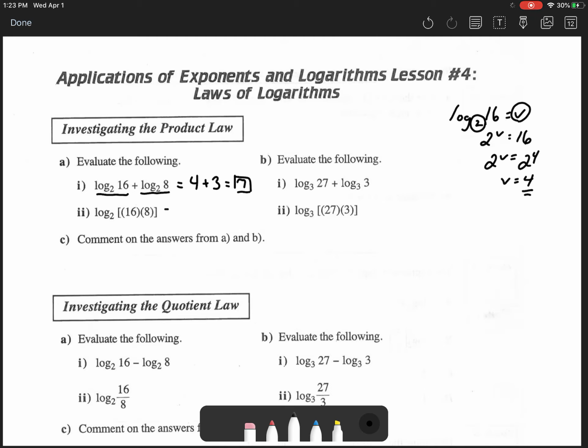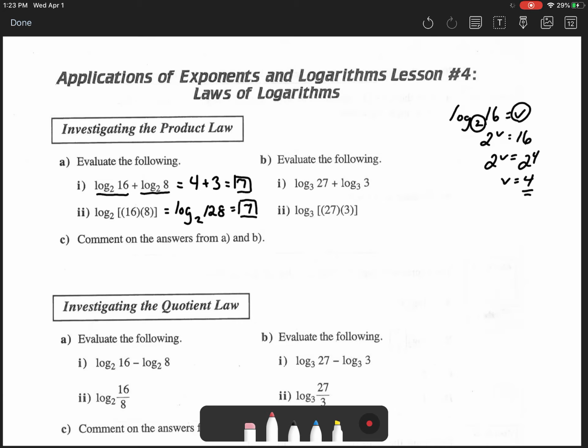Now when I go to the bottom, just underneath of that, they're saying what's log base 2 of 16 times 8? Well, that's the same as log base 2 of 128, since 16 times 8 is 128. What you'll see is that 2 to the exponent of 7, okay, equals 128. So those two answers, okay, were the same in A.